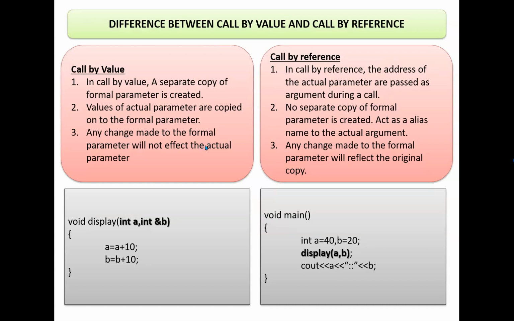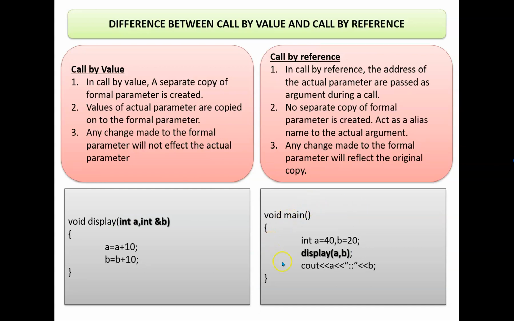So, there are two types of calls you can make with parameters. Call by reference and call by value. In call by value, a separate copy of a formal parameter is created, and values of the actual parameter are copied into it. Any changes made to the formal parameter will not affect the actual parameter. Now, unfortunately, I screwed up, and this guy is here.